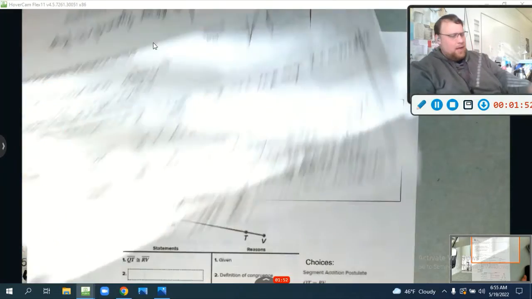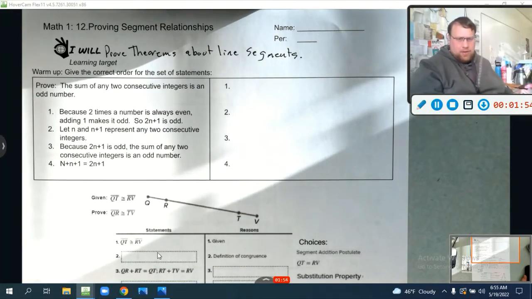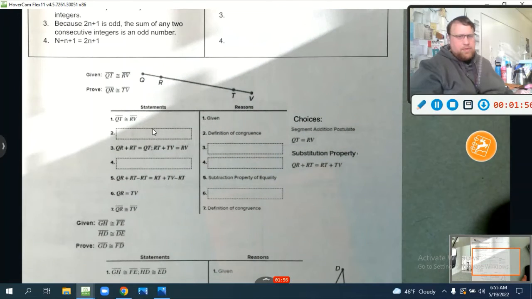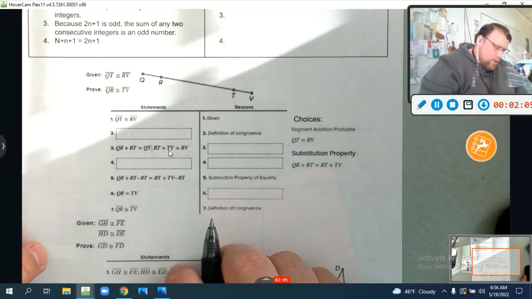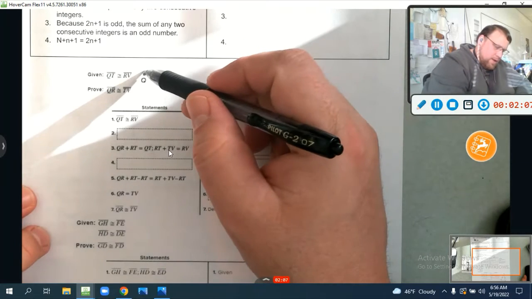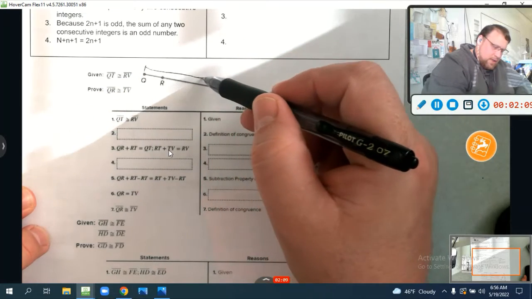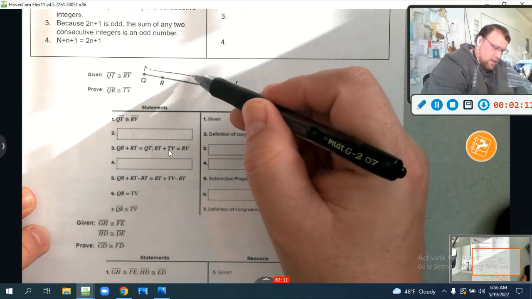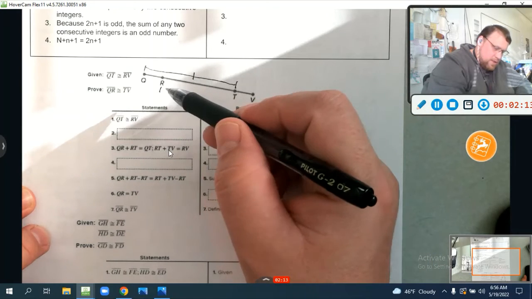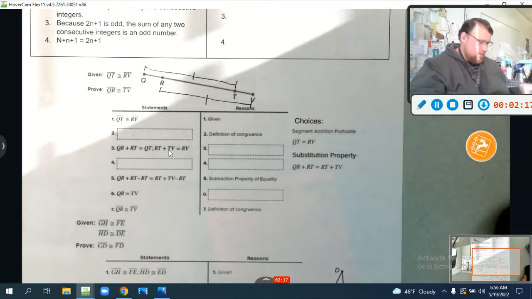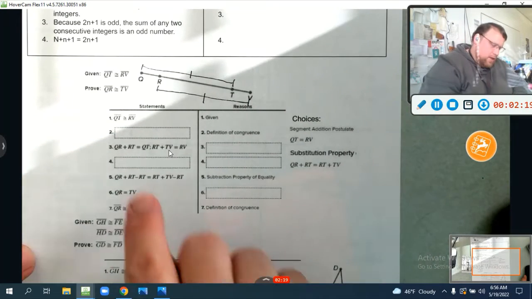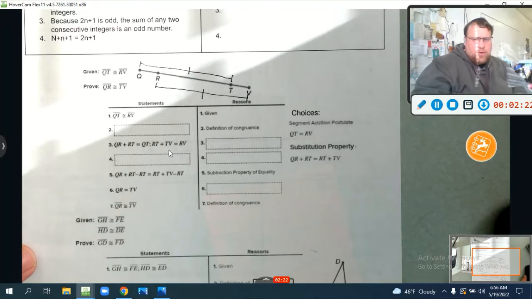All right. Now we are going to get on to proofs about line segments. So, what does it say here? It says QT is congruent to RV. So that means this distance, QT, is congruent to this distance, RV. And how does it start out? It starts out saying that QT is congruent to RV.